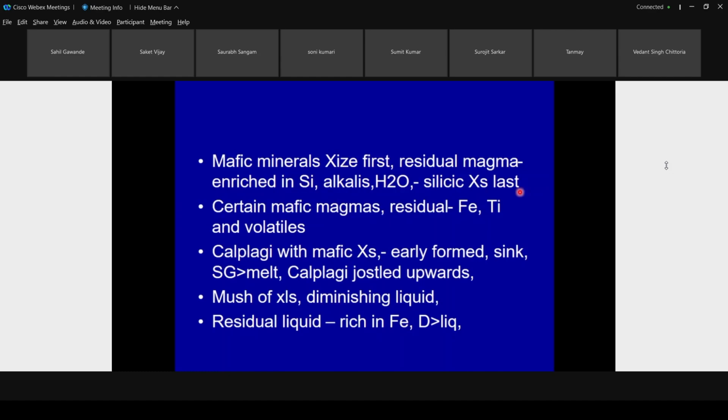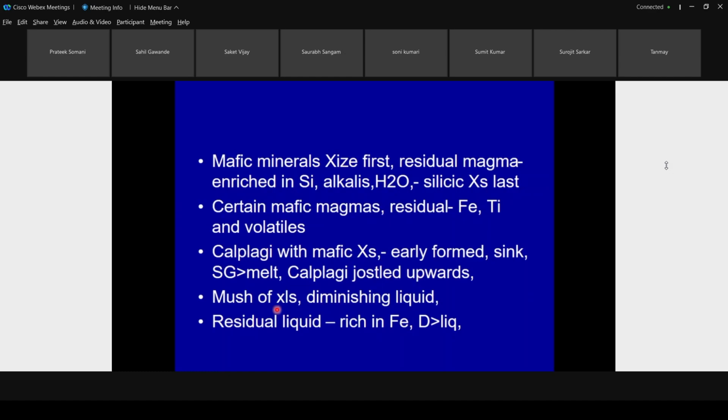In this process, certain mafic magmas will have a residual component which is rich in iron, titanium, and volatiles. When this happens, you will have certain calcic plagioclase developing in the magma, and these crystals, having lesser density, will try to float. The early formed mafic crystals will sink, whereas the calcic plagioclase, which is slightly later, will start jostling upward. That means they'll start floating.